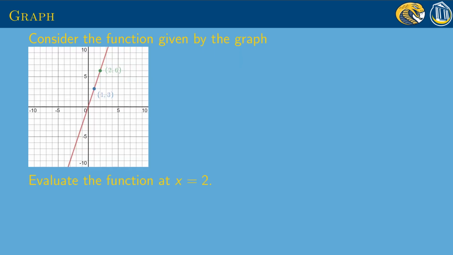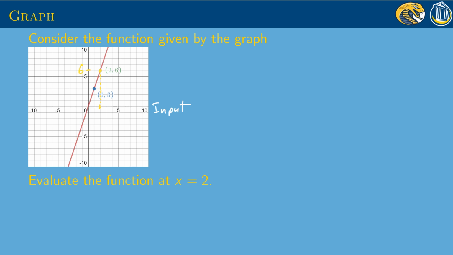Let's look at that graph again. If we want to evaluate this function at x equals 2, we can look and see where 2 is on our input. 2 is right about here. And we can go up and say, where does it meet our graph? At this green dot here, whose output is 6.